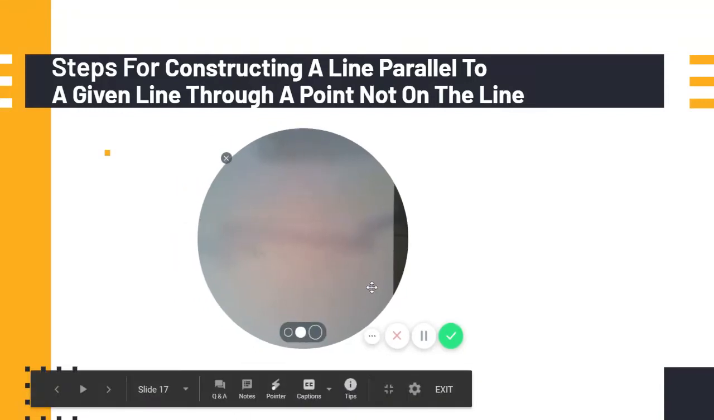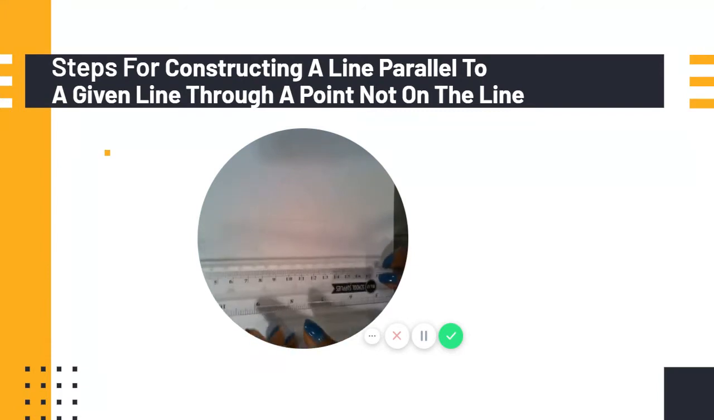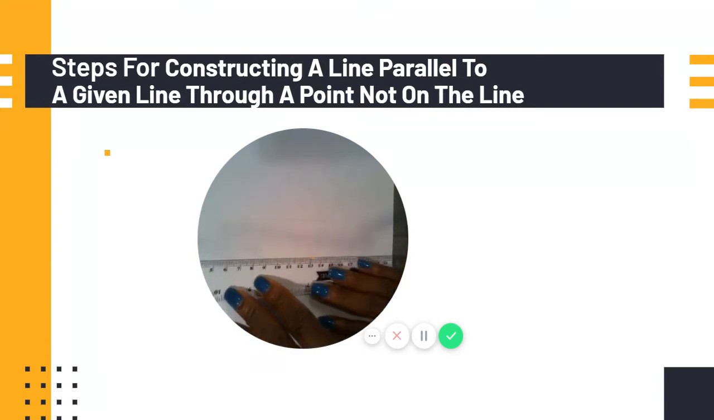Hey everyone, in this video I am going to show you how to construct a line parallel to a given line that goes through a point not on the line. So we are first going to start by drawing a line that is a little over 5 centimeters long. And the reason why I say that is we're going to mark our points for our line so that that distance is exactly 5 centimeters.